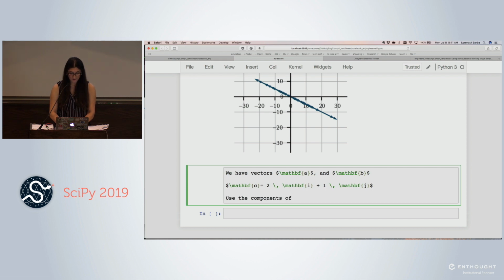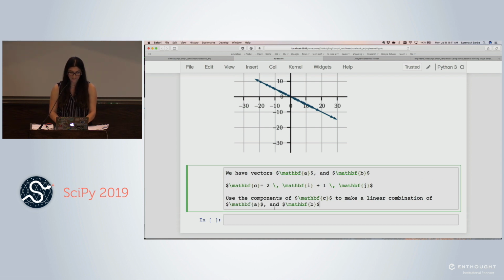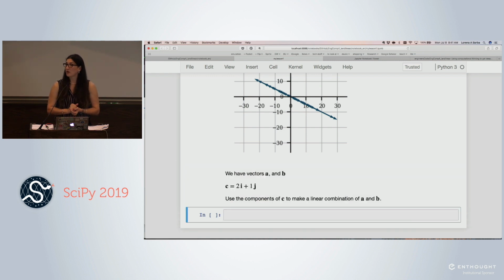Why not? Use the components of C to make a linear combination of, I'm going to cheat here, A and B. So we're going to do 2a plus 1b. 2 and 1 are the coordinates. If we do 2a plus 1b, you could do it on a little piece of paper.